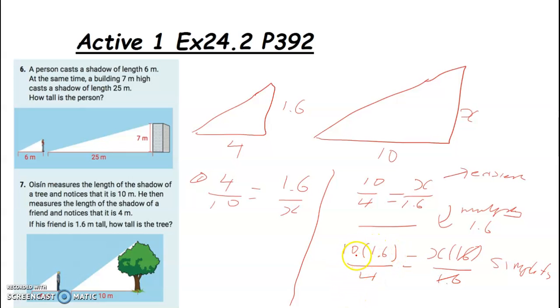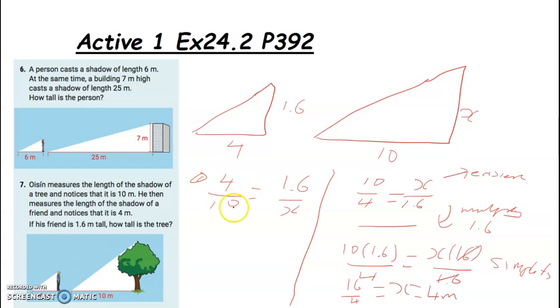So now that's going to be equal to 16 over 4, which is equal to x, which is equal to 4 meters. And if you see in the notes, I've boxed it off and written down the answer. It's a lot clearer in those notes.